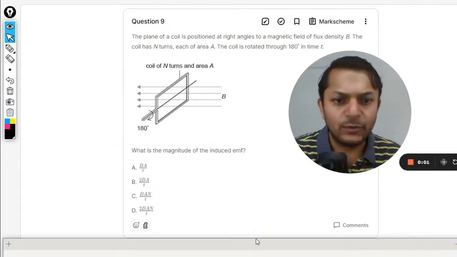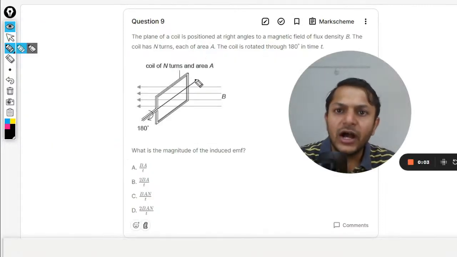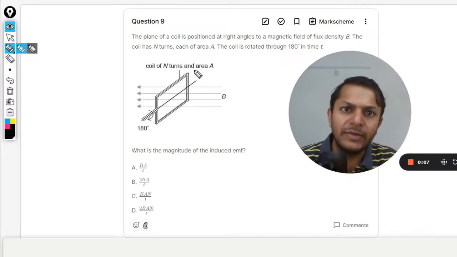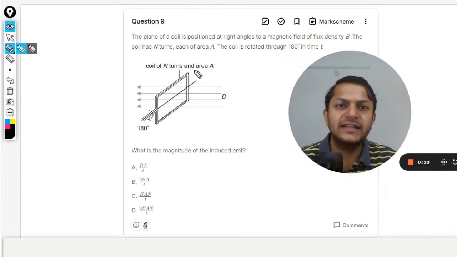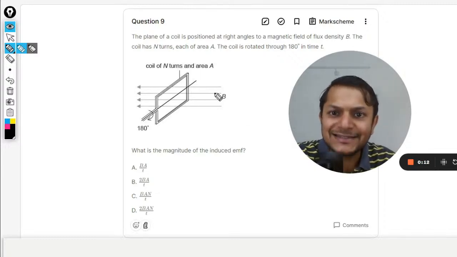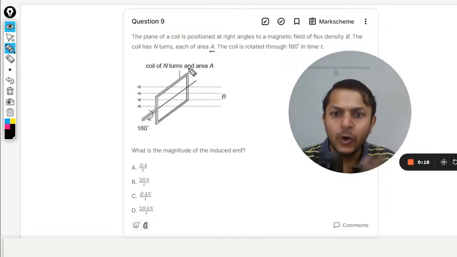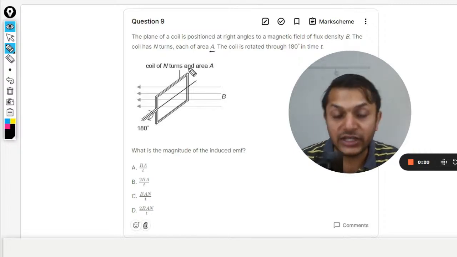Okay, dear students, let us see what is there in this question now. A plane of a coil is positioned at right angles to a magnetic field of flux density B. The coil has n number of turns, each of area A. The coil is rotated through 180 degrees in time t. What is the magnitude of the induced EMF?